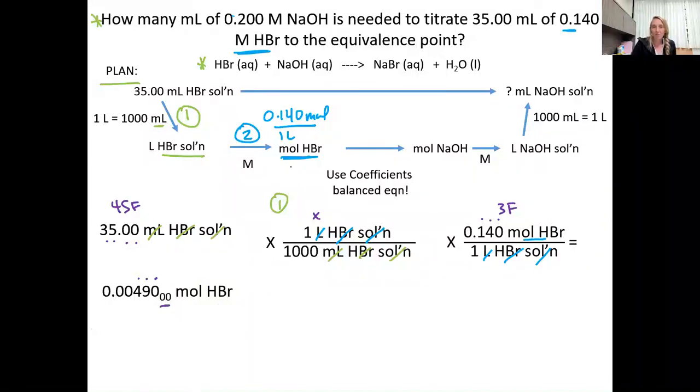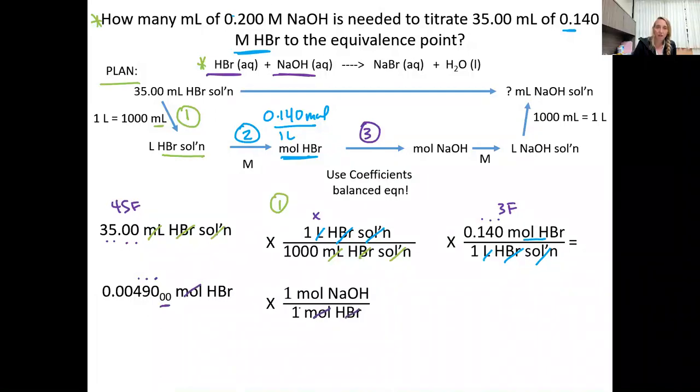So I'm at moles of HBr. I'm going to do my step number 3. Step number 3 has the coefficients from the balanced equation. So I know 1 mole of HBr equals 1 mole of sodium hydroxide. So my moles of HBr go on the bottom to cancel with the moles of HBr at the top. So there's my step number 3.